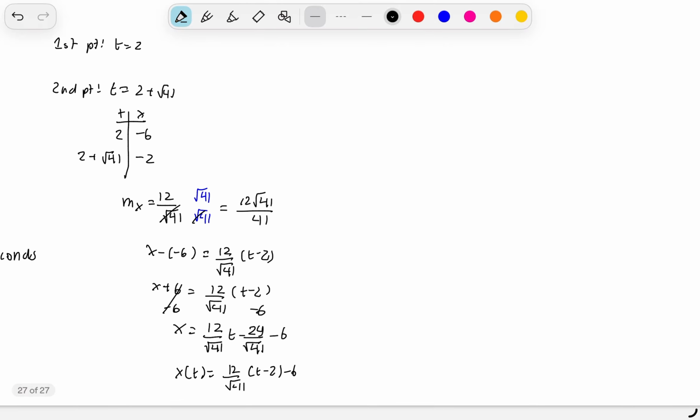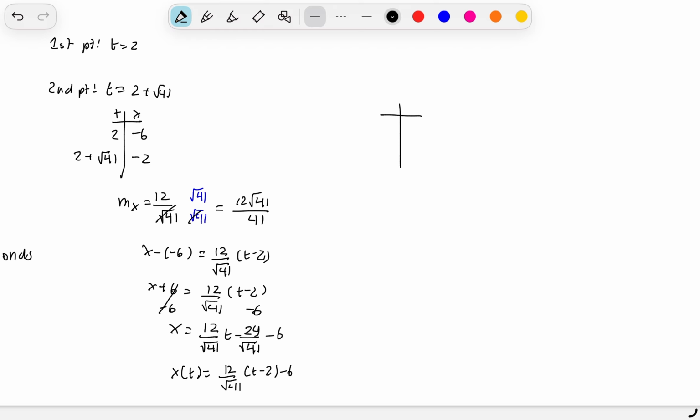We need to find y as well now. So you have 2, negative 2, and you have 2 plus the root of 41, 13. So my is equal to 13 minus negative 2, and you're going to have this divided by 2 plus the root of 41 minus 2, and that's equal to 15 over the root of 41.